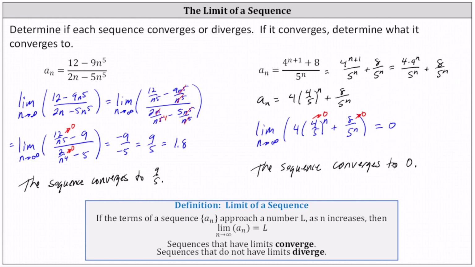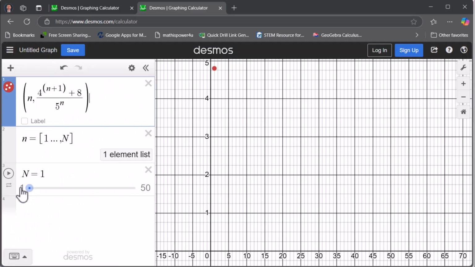And let's look at this graphically. Once again, we'll plot points on the coordinate plane in the form of n comma a sub n. And now we'll plot the first 50 points. We can see from the graph the y values do approach 0, which is why the sequence converges to 0.